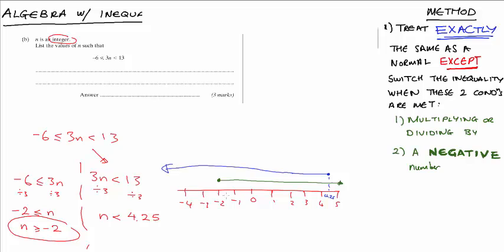Let's have a look at all of them which are included. This one's included because it's coloured. That one's included, and so on. And 4 is included in both as well. You see that? 5 isn't. So those are the answers. List the values of n such that: it's literally minus 2, minus 1, 0, 1, 2, 3, and 4. That's how you get the 3 marks.